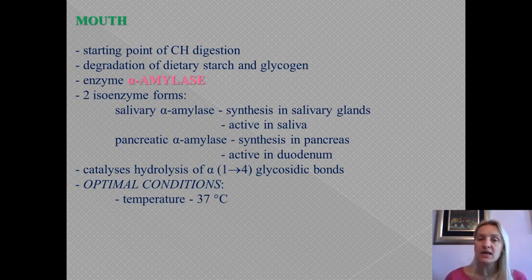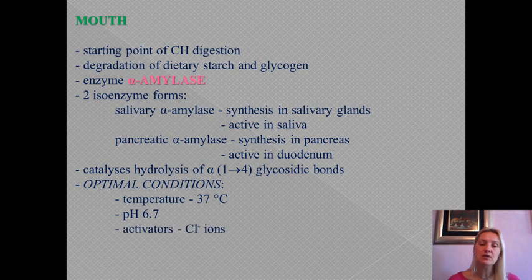Then most of the enzymes require specific pH for their activity. In this case, for alpha amylase, it's 6.7 on a pH scale. And the thing that a lot of students somehow forget to mention is that most of the enzymes require certain activators to be present, and in this case, alpha amylase requires the presence of chloride ions, which are unique activators of this enzyme. When all these requirements are met, our alpha amylase can exhibit optimum activity.